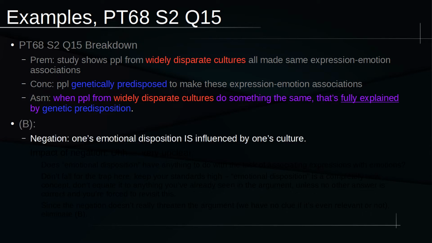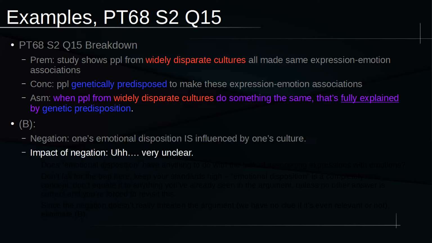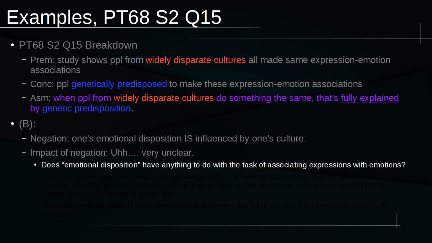So when we negate B, we get: one's emotional disposition is influenced by one's culture. Now that we've negated it, moving into the impact of that negation, I would say it is very unclear at best. The first question we have is, does the term emotional disposition have anything to do with the task of associating expressions with emotions? Because again, association of an expression with an emotion was what they cared about in the actual study.